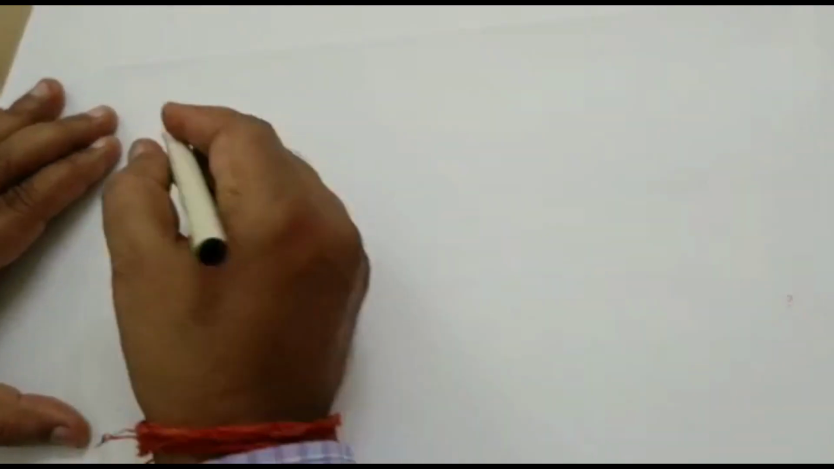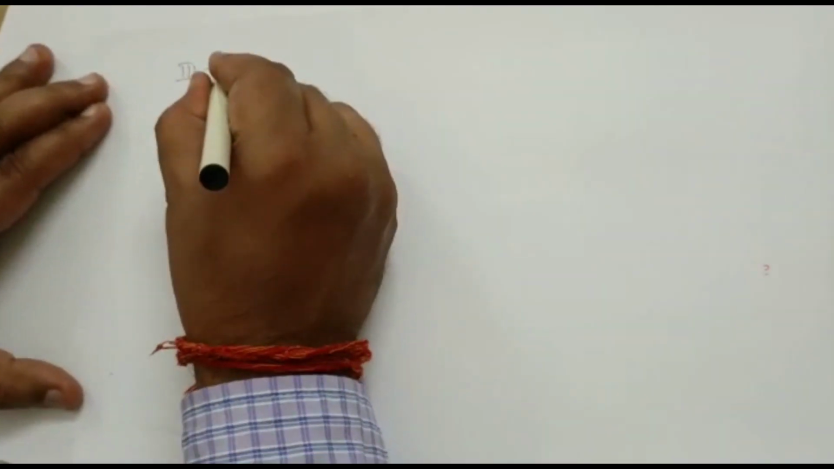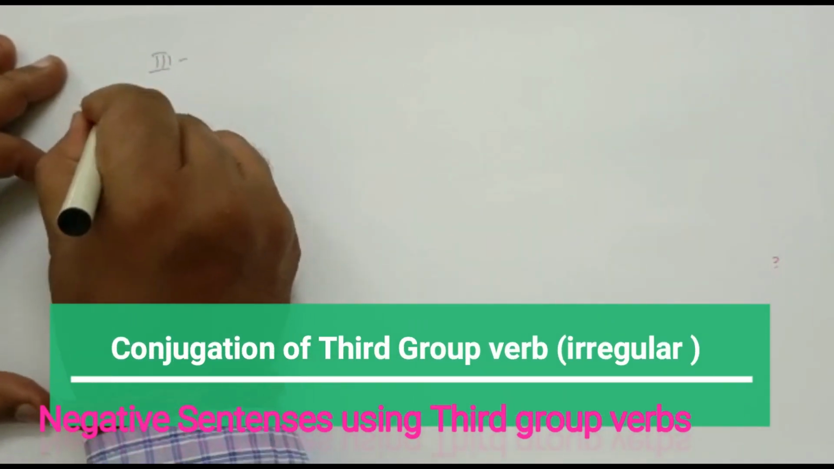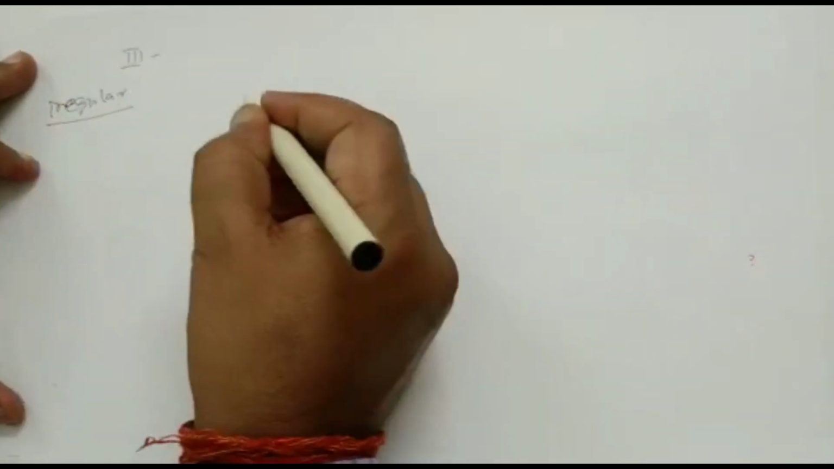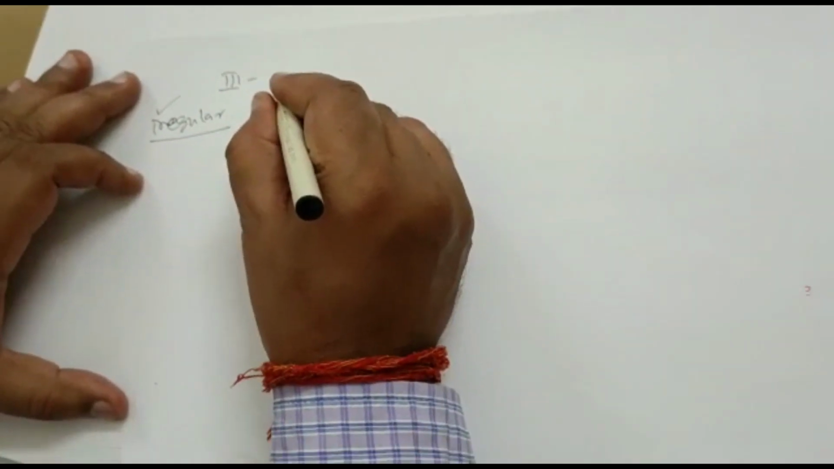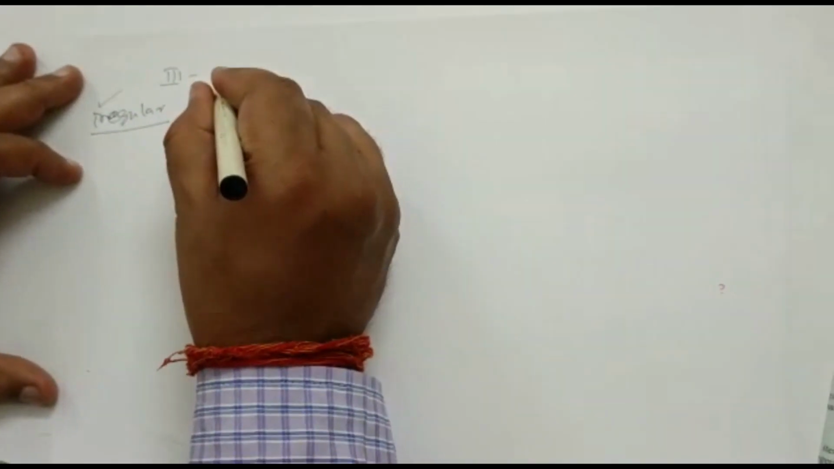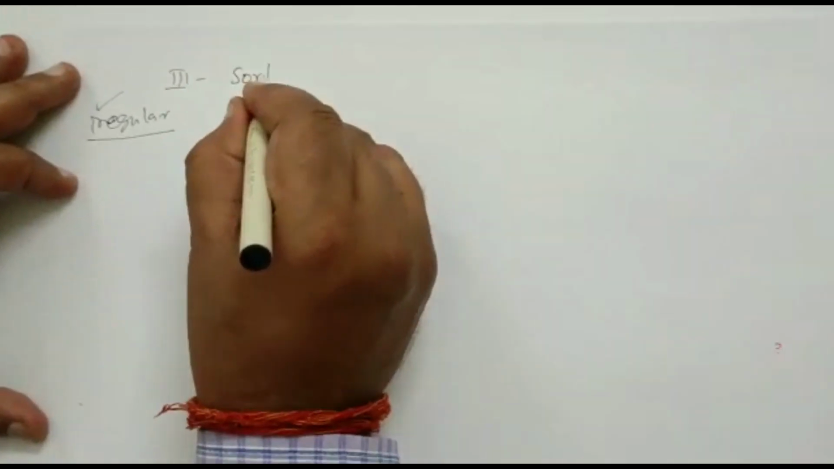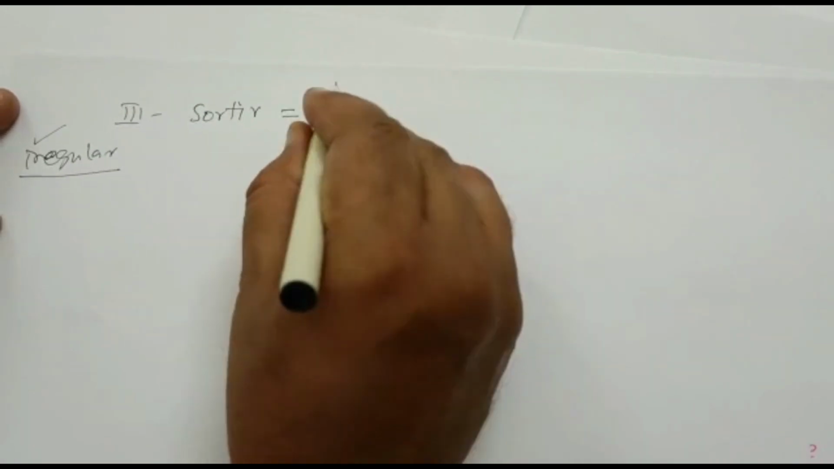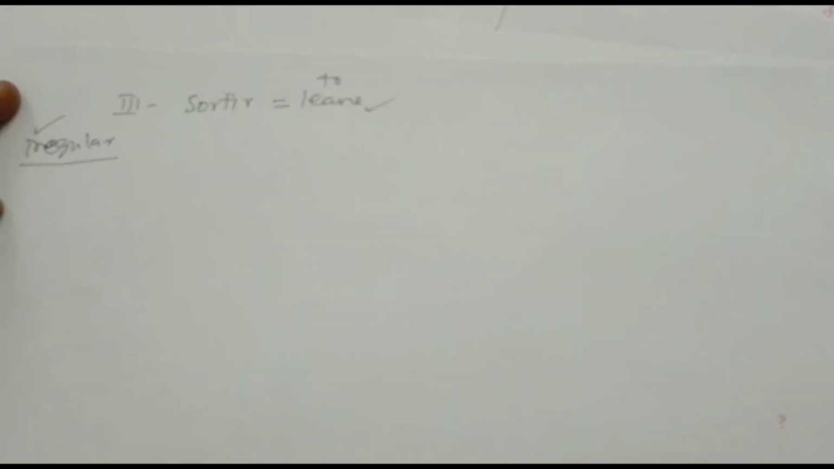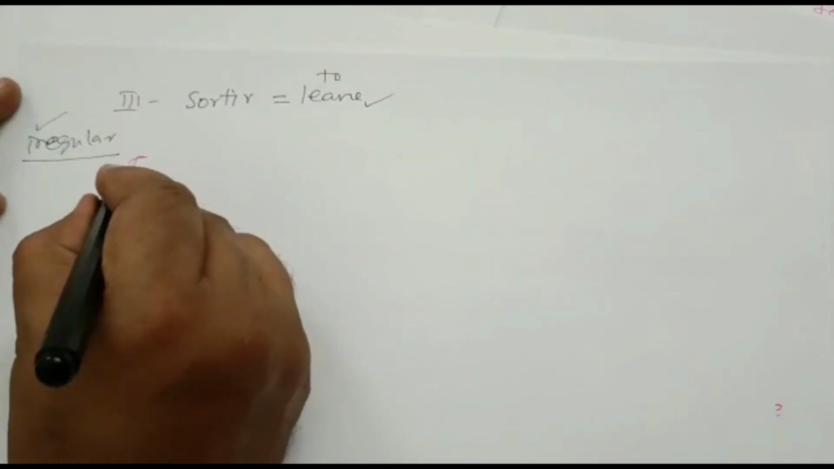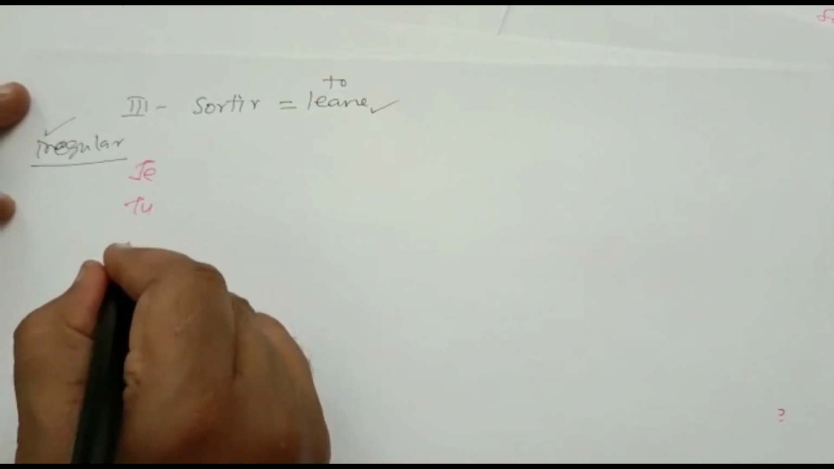I hope so. In the same succession, we are going to talk about third group verbs. Third group verbs are the irregular ones. And as far as irregularity of the words is concerned, there are different types of verbs. Let us take one verb that is called sortir. Sortir is to leave, right? To leave. So this is one verb. Now how do we conjugate usually in the third group verb? This is a bit different from the first two groups, that is first and second group.